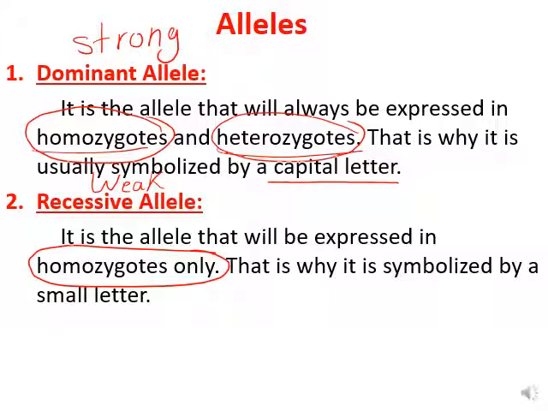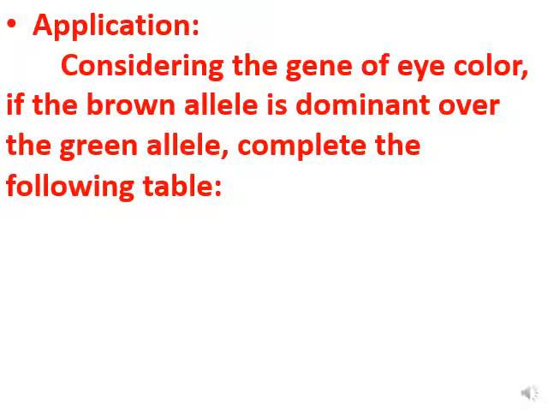That's why we gave it a symbol with a small letter. So the dominant allele can be two strong, two dominant, or one dominant and one recessive, one strong and one weak. While the recessive allele can appear and be expressed when we have two weak alleles. So two weak together, it will be expressed. So let's move to this application.